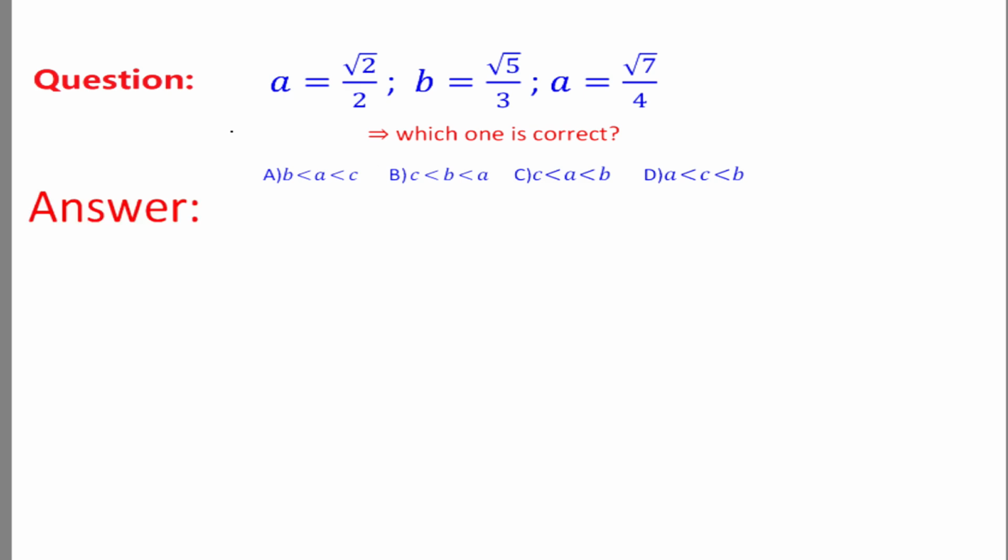Here, guys, A is given to us as square root of 2 divided by 2. B is square root of 5 divided by 3. And C is given to us as square root of 7 divided by 4.